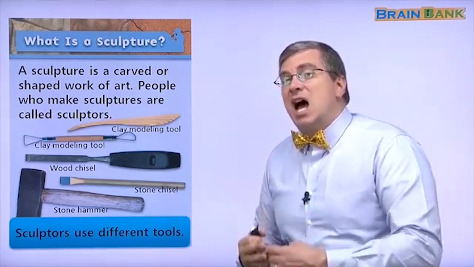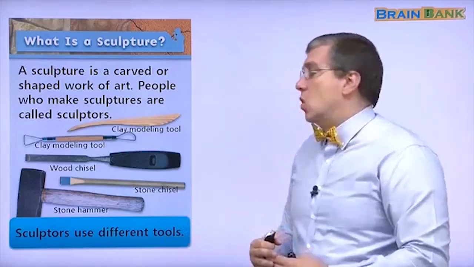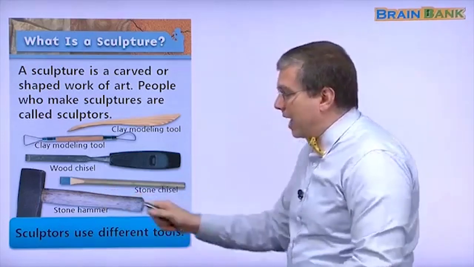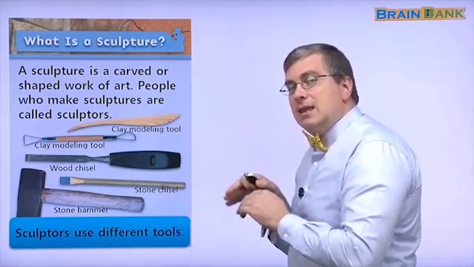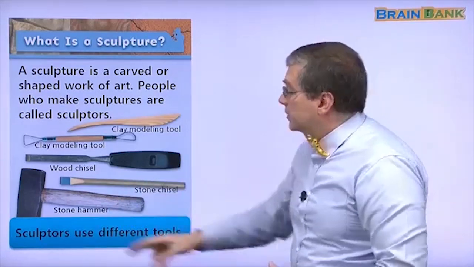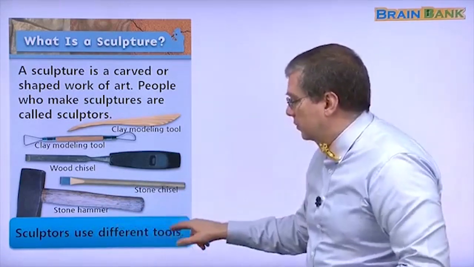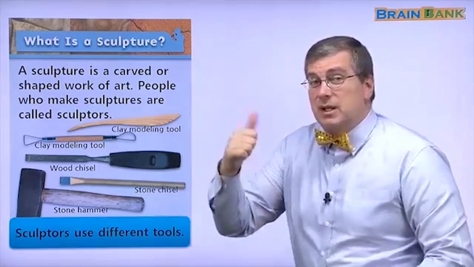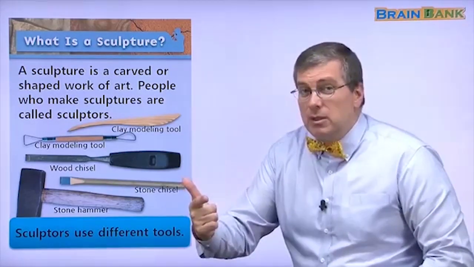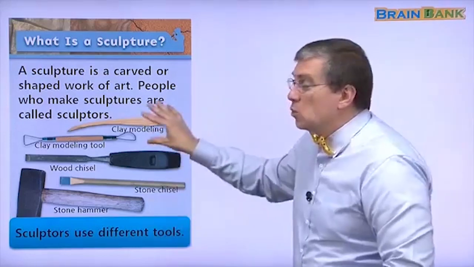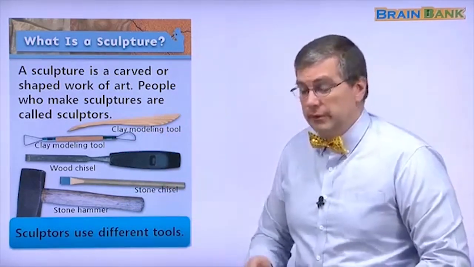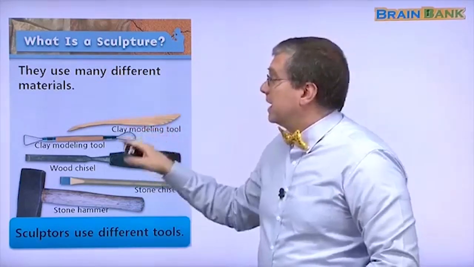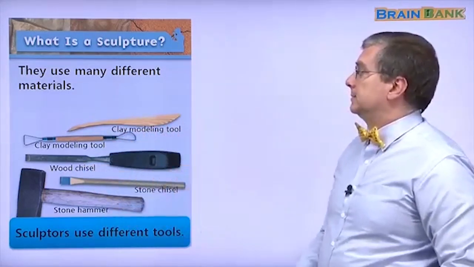Wood is not as tough as stone. So a stone chisel is very strong. And a stone hammer, tuck, tuck, tuck, tuck. And then you can carve the stone. So sculptors use different tools because the material is different. Clay material, wood material, and stone material. So we need different tools. They use many different materials. Like I said, clay, wood, and stone.